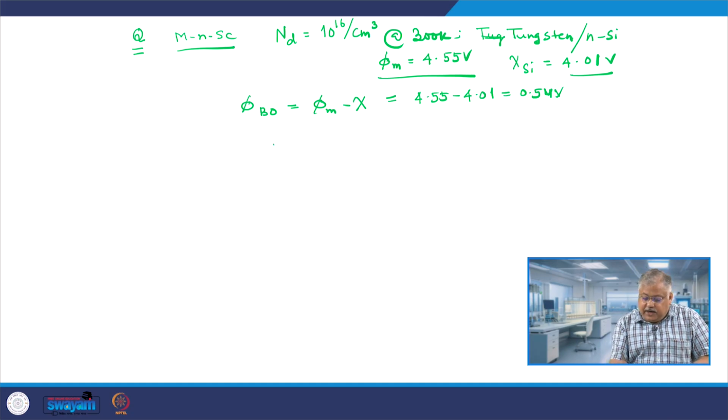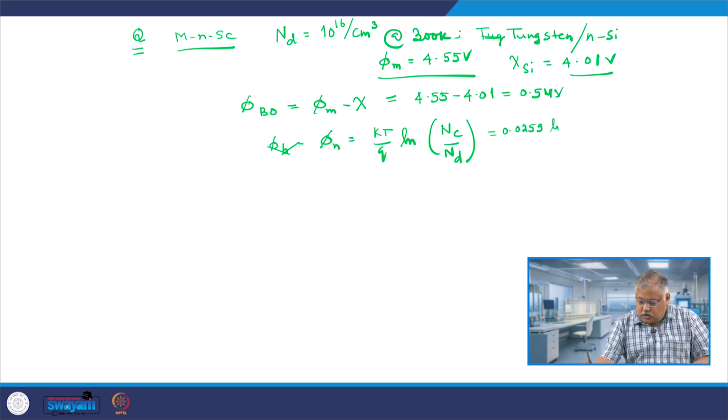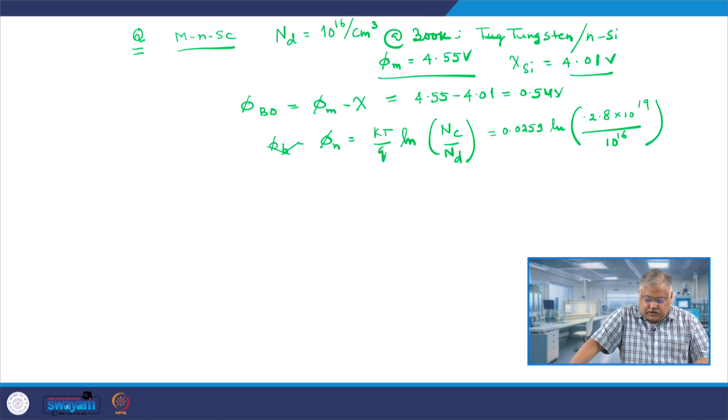Now, let me write down phi n, or V built in. This phi n is kT by Q, ln of Nc by Nd, and therefore, this comes out to be 0.0259 volts, ln of Nc, which is 2.8 into 10 to the power 19, divided by 10 to the power 16. So, Nc is a constant value which is available to you. Nd is already given as 10 to the power 16. If you solve it, you will get this to be equal to 0.206 volts.